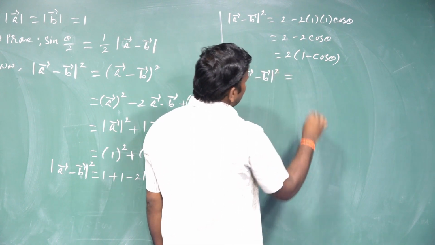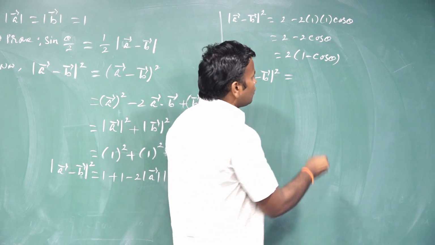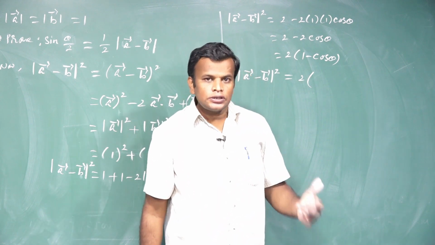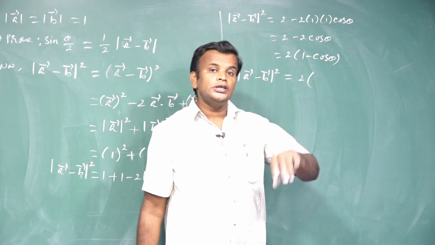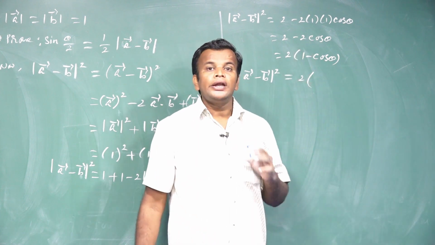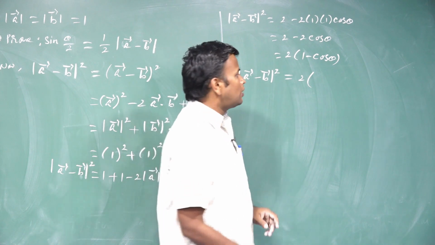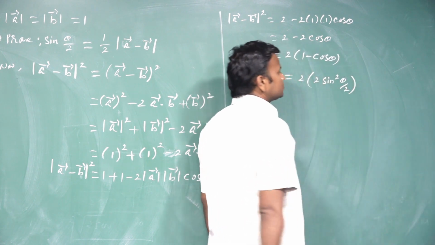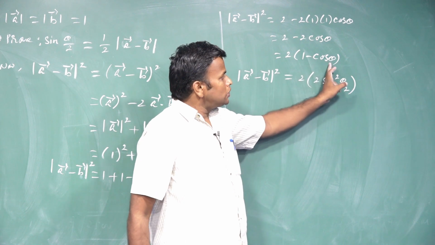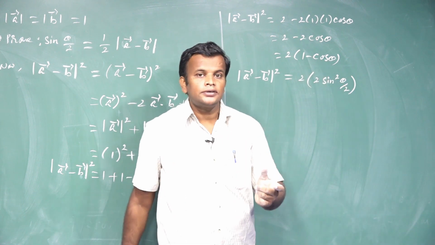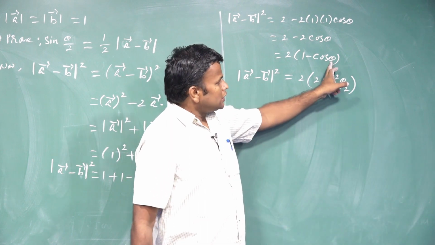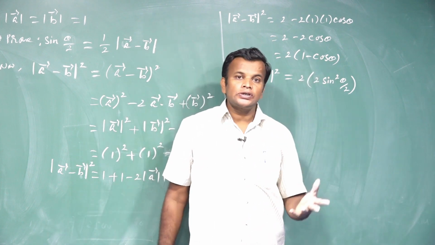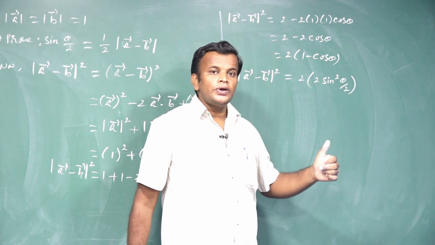So modulus A vector minus B vector the whole square is equal to 2 of, you remember the formula in trigonometry? In trigonometry the formula of 1 minus cos 2 theta. We already see 1 minus cos 2 theta. But here 1 minus cos theta. So the formula is 2 sin square theta by 2. Suppose 1 minus cos 2 theta is there, the formula is 2 sin square theta. So here theta only is there, the half of theta is theta by 2. It is the formula of 1 minus cos theta is 2 sin square theta by 2.